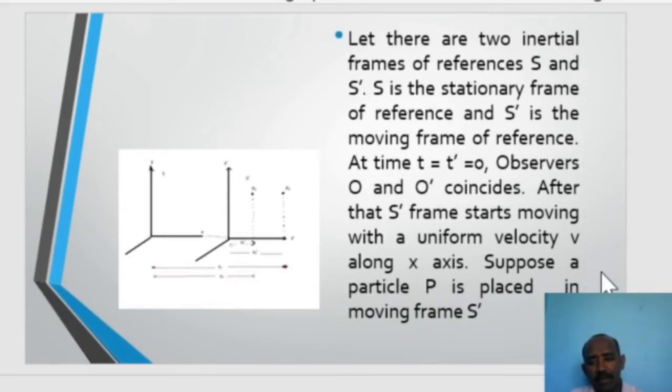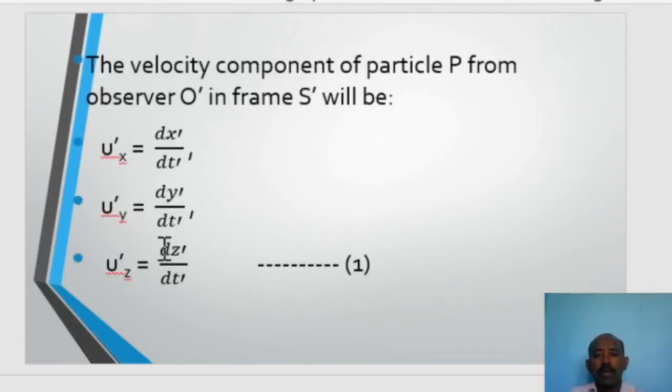Now in that frame we are considering a particle P. At one point, take this as the A1 point, and it is moving. After some time it reaches the point A2. Now we have to see what is the velocity component of the particle P from the observer O dash in the frame of reference S dash.